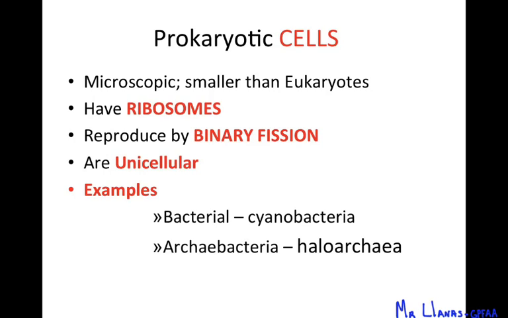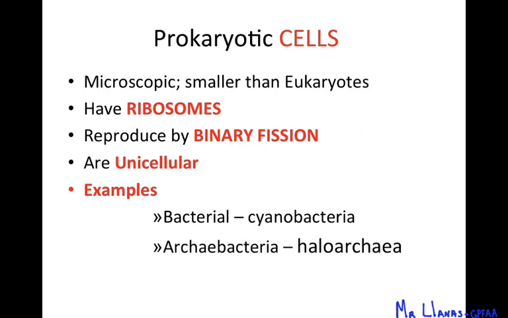They do have ribosomes, because everything needs to make proteins. Remember, proteins are very important to staying alive. They reproduce through binary fission and are unicellular, meaning they're made up of one cell. Examples are bacteria and archaebacteria. Bacteria is cyanobacteria; we actually looked at that in our lab. And archaebacteria we didn't, but that's just another type of bacteria. They live in very extreme environments.